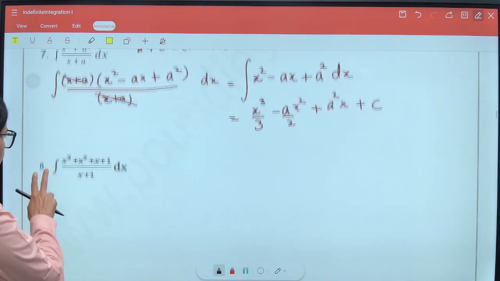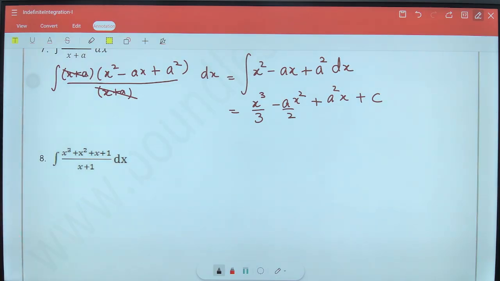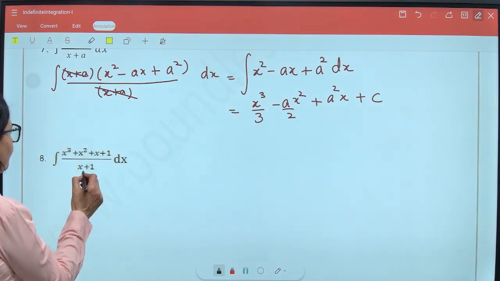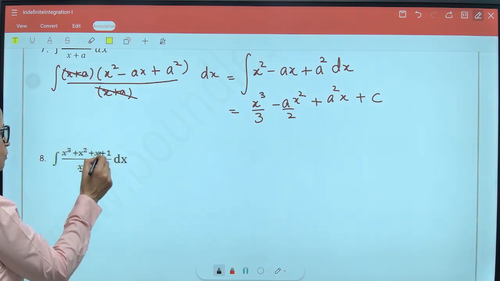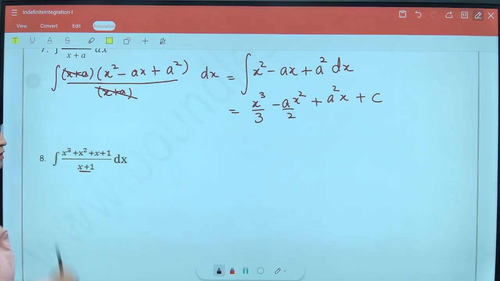Let's come to the next question. x cube plus x square plus x plus 1 upon x plus 1. Now in this question the degree of numerator is greater than the degree of denominator. So what we should do is, we cannot factorize it easily, but if you put the value of x as minus 1 into this numerator, you can make out that minus 1 is a factor. So that way you can factorize, right?